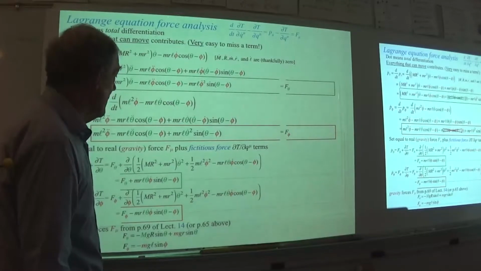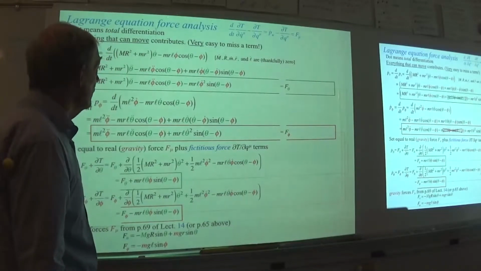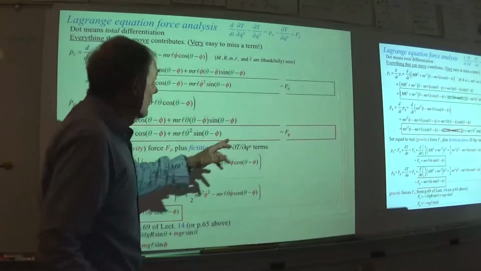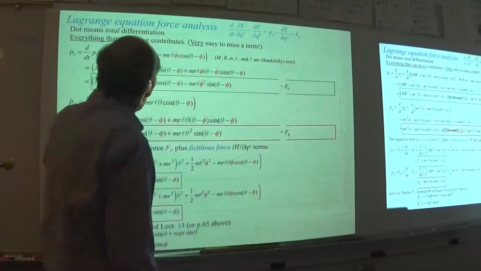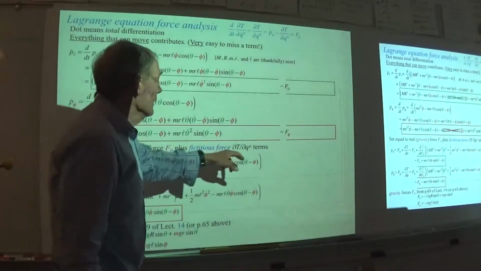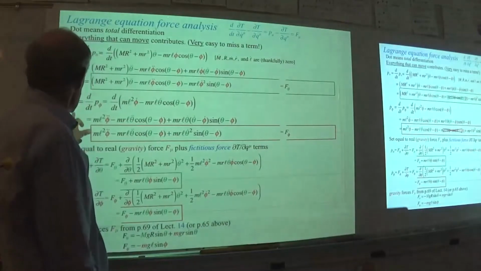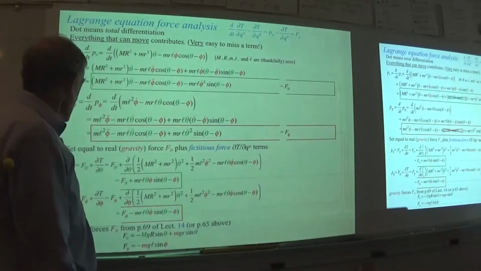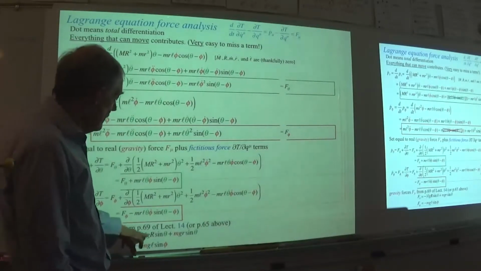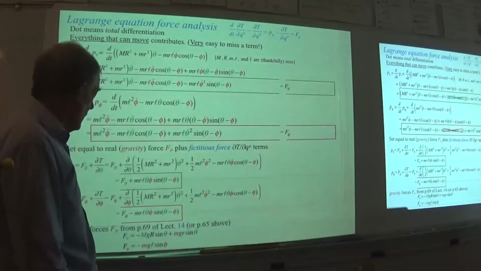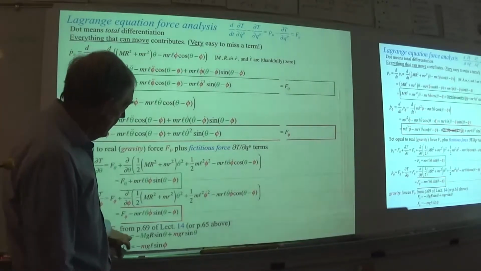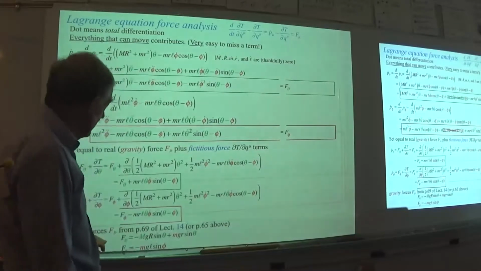Just get them out of there. Okay, so these are the equations that we have now for the f theta in terms of p theta dot, and f phi in terms of p phi dot. And the f's are right here. This one for the big beam, that's what's driving the big beam.